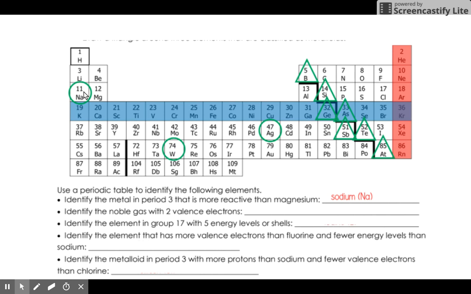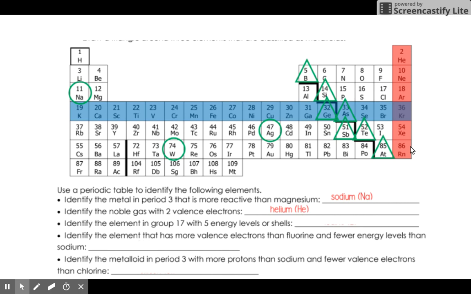Identify the noble gases with 2 valence electrons. The noble gases are shaded in red. The only one that has 2 valence electrons but is still considered to be full is helium. Helium is at the very top. Even though it does not have 8 to be considered full on its last shell, it completes its shell by only having 2 because of the 2-8-8 rule.